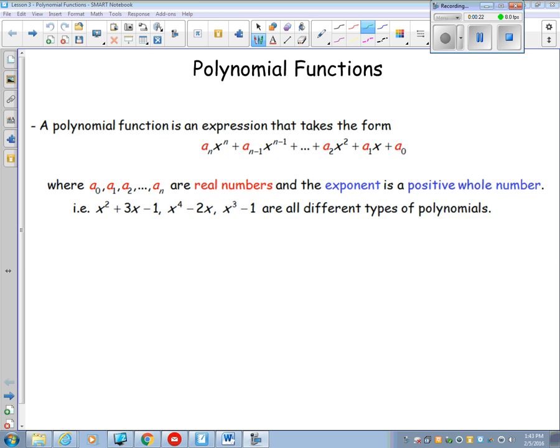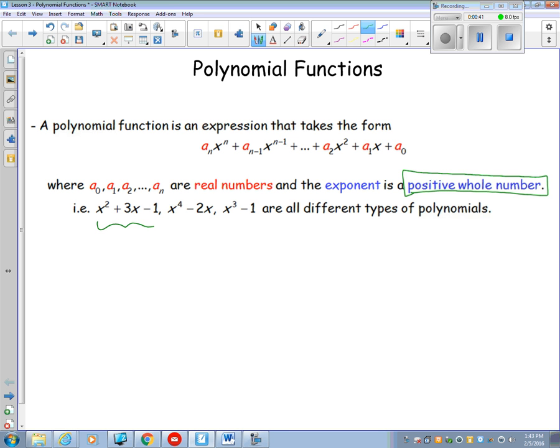What that really means is I need to have some coefficients, all the a's, they have to be real numbers, and I need to have some x's with exponents on them. The key here is exponents have to be positive whole numbers. So I can't have negatives, I can't have fractions, I can't have decimal exponents, positive whole numbers. So I'm giving you some examples.